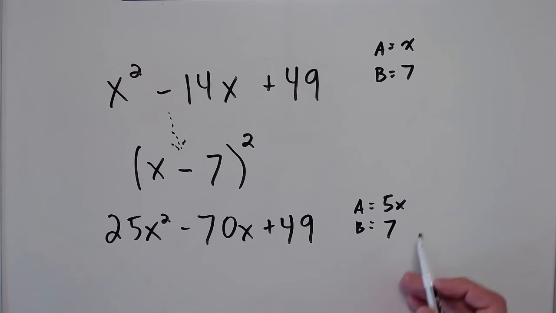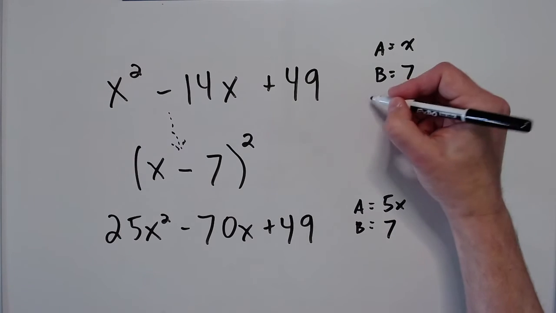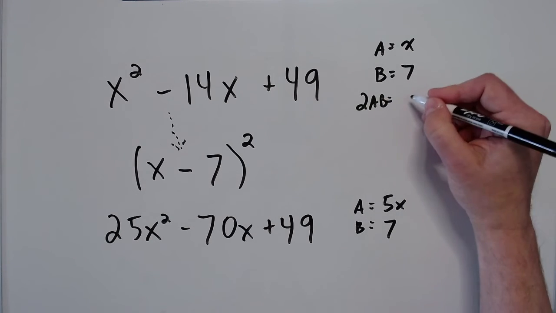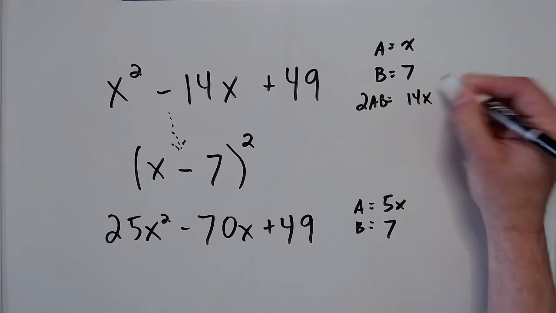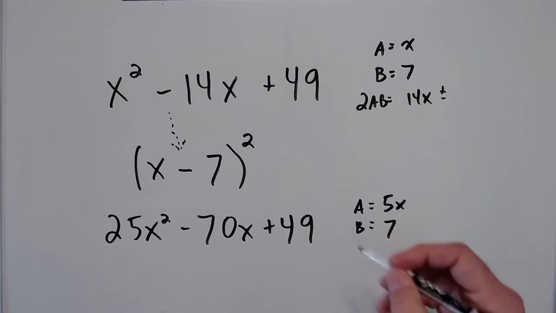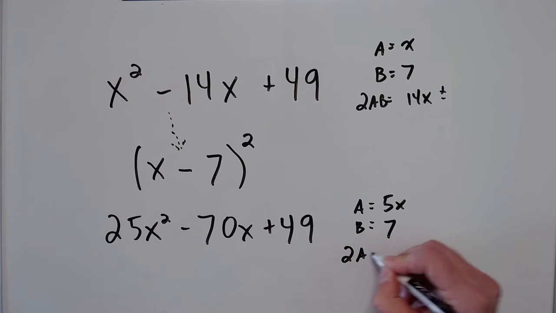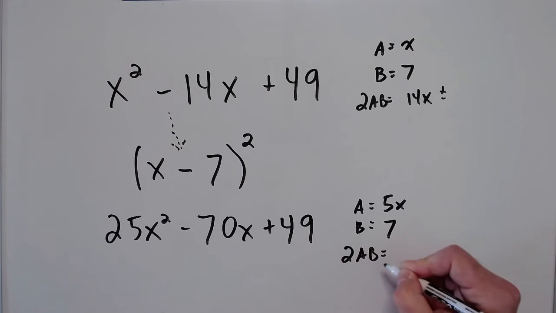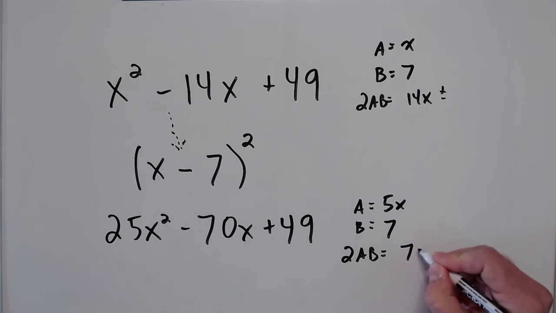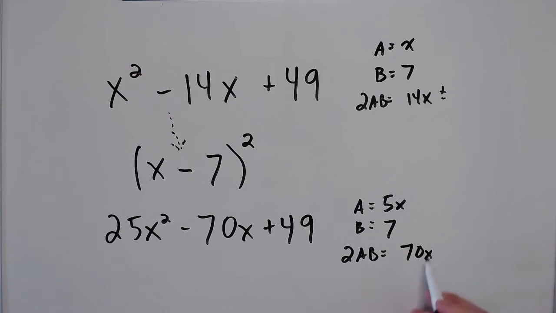Okay, so I should have written up here 2ab as well. 2ab is 14x in the last example. Remember, we need plus or minus. So yeah, just a good check there. So let's just write down 2ab again here. What's 2 times a times b? That would be 70x. Remember, we're looking for a plus or a minus, which we have. So it all matches up. We're in the minus form here.